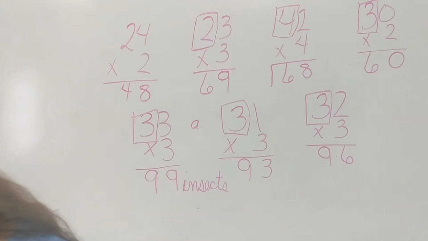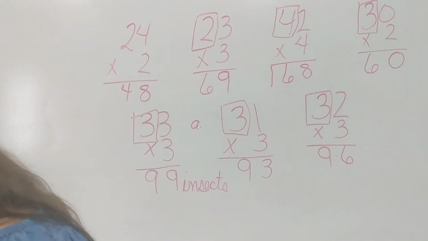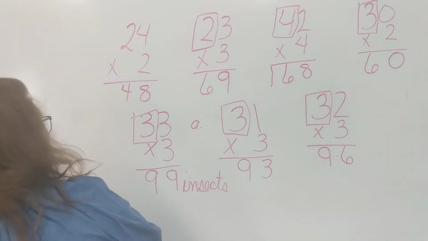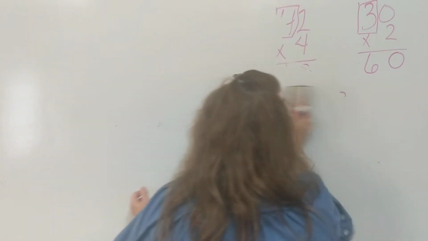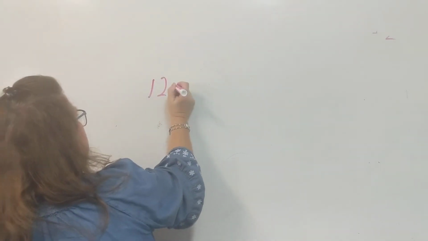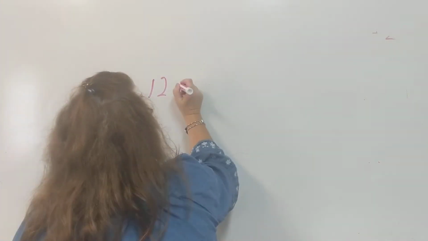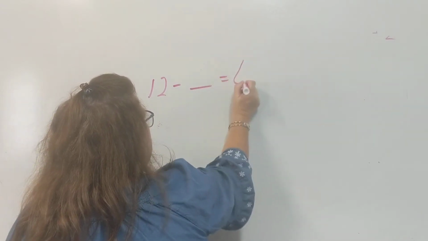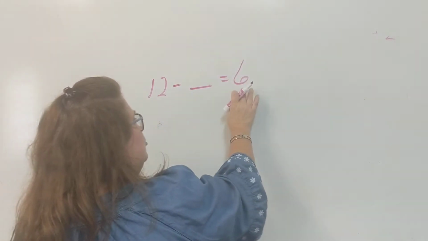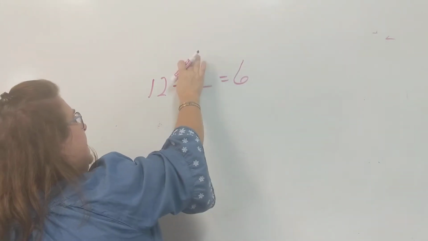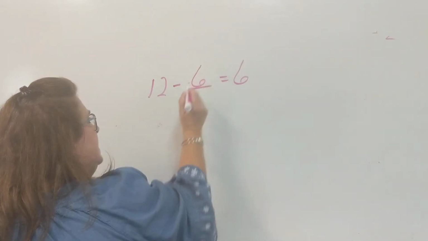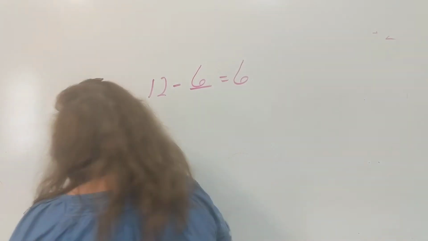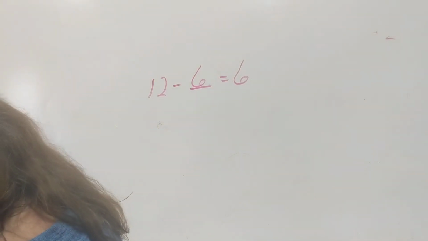All right, looking at section 3, we're going to write the missing addend. Remember, you can pause that video whenever you need to. If we have a problem that says 12 minus what equals 6. If we just come down here and subtract the difference, that will give us our subtrahend. So 12 minus 6 is 6. So 12 minus 6 equals 6. That is section 3, letter A.